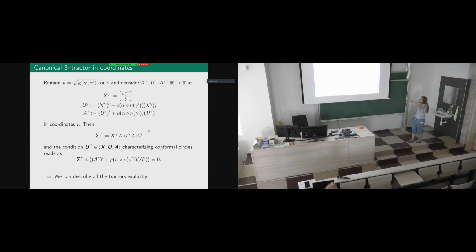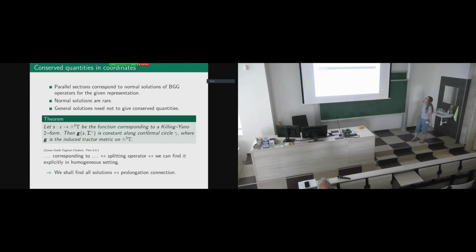It's enough simply to view behind this explicit description of the tractor connection. So we can describe also this explicitly. And now, what to do? Parallel sections correspond to normal solutions of BGG operators. It's somehow known for the tractor connection.